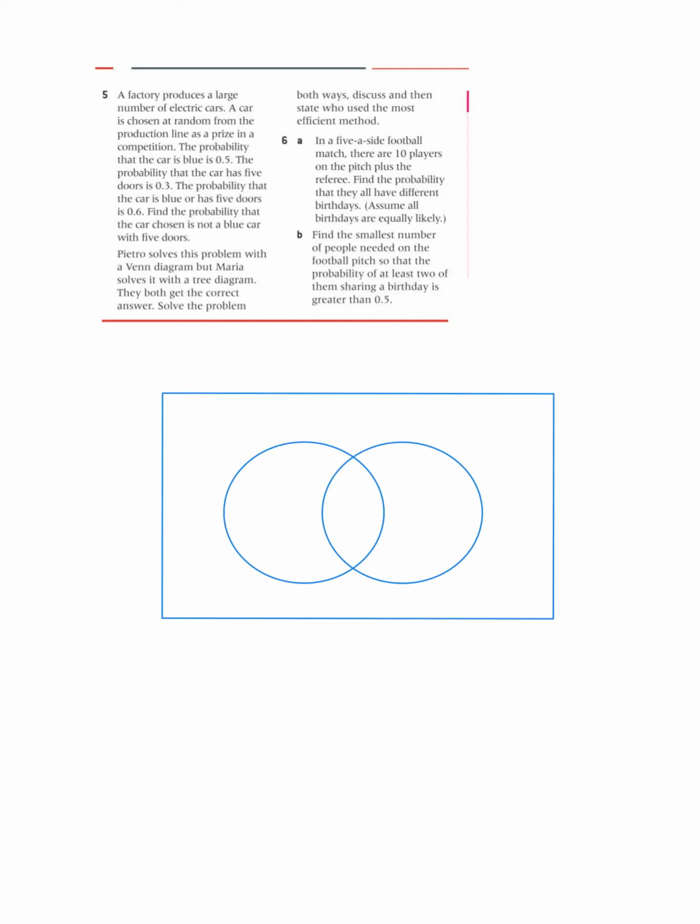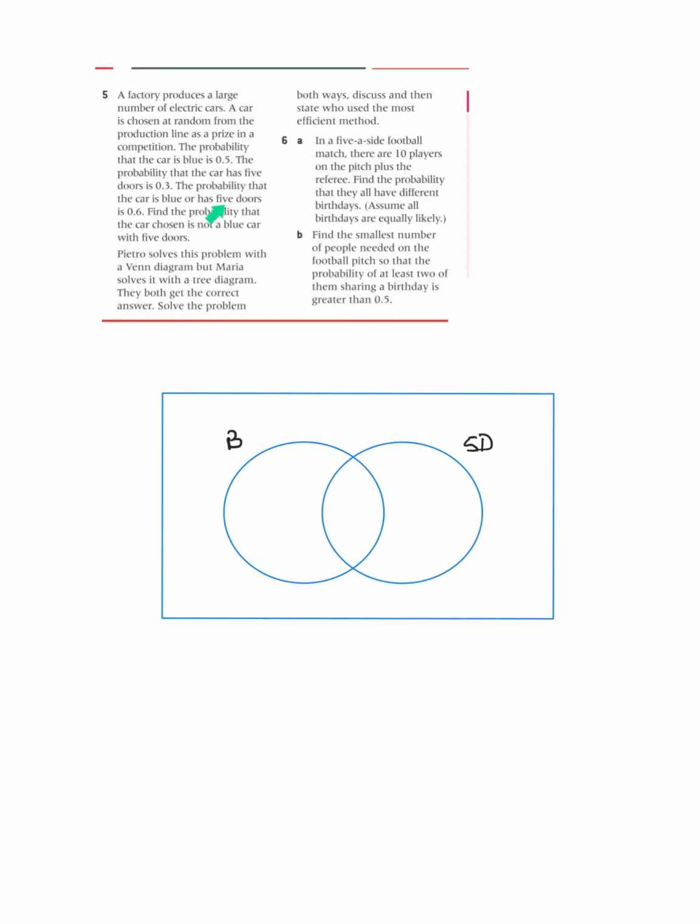Okay, so what do we know? We have information up here that says that the probability the car is blue is 0.5, so we'll call this blue. And the probability that the car has 5 doors is 0.3, so we'll call this 5 doors here. I'll use a 5 and a D, 5D. Okay, so we know that. That represents blue car, that represents a car with 5 doors.